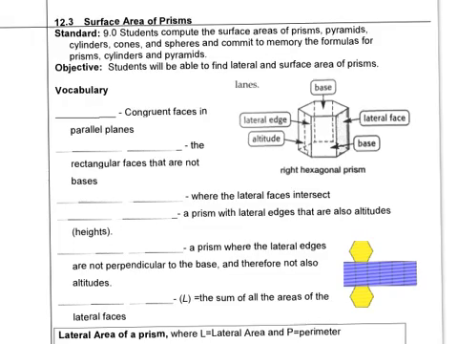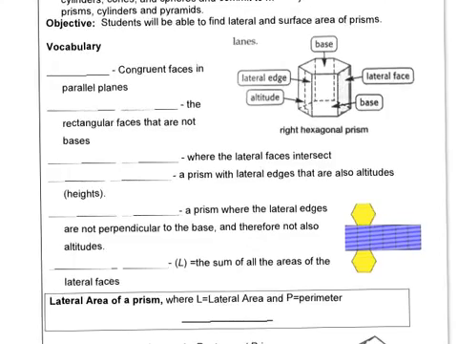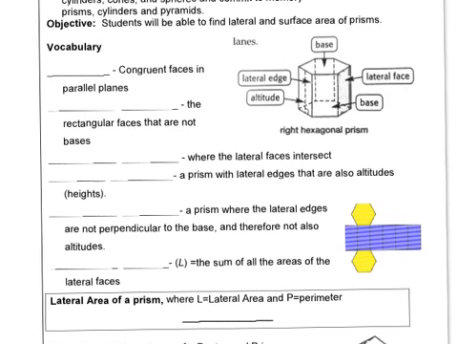Alright, 12.3. Students will be able to find lateral and surface area of prisms. Okay. I'm just going to fill in a bunch of this stuff here. So we have base, or bases. Those are the congruent faces in parallel planes. So here's your bases.